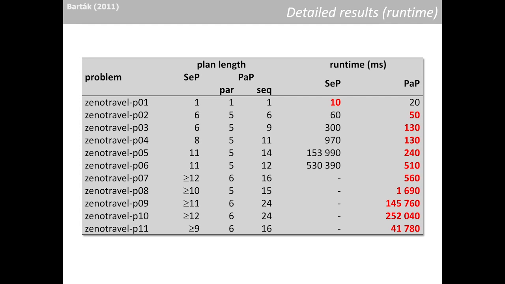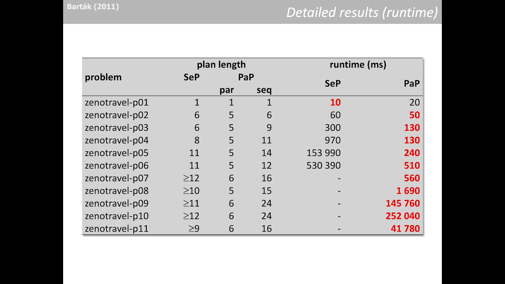But we should also say that this comparison is not completely fair because the sequential planner is looking for sequential plans with the smallest number of actions, while the parallel planner is looking for parallel plans where we minimize the number of parallel steps, but the number of actions in these steps might be actually larger. So this is what the three columns in the middle are showing.